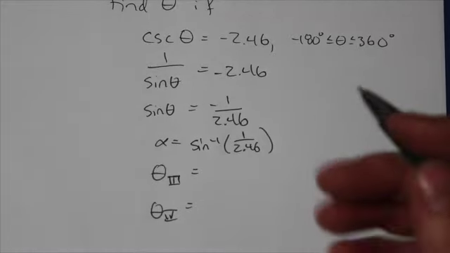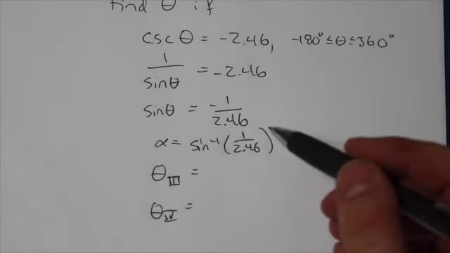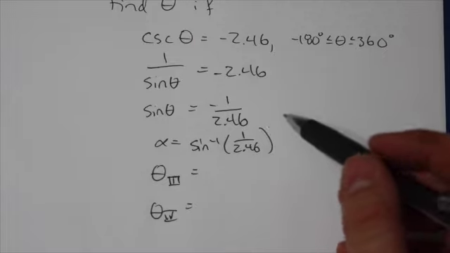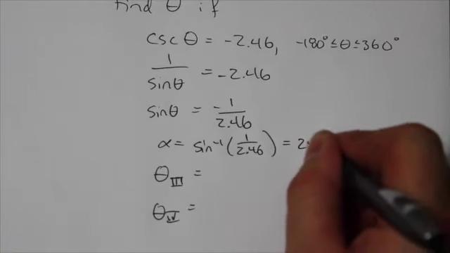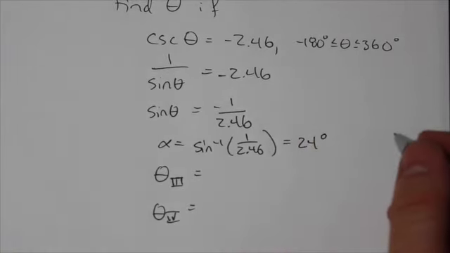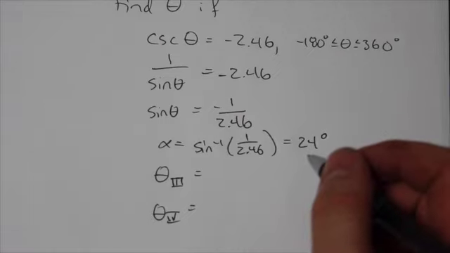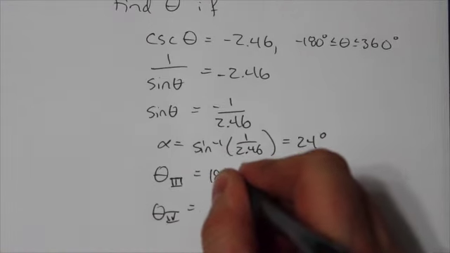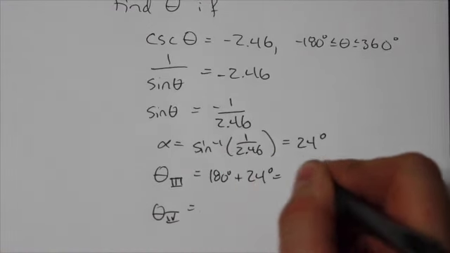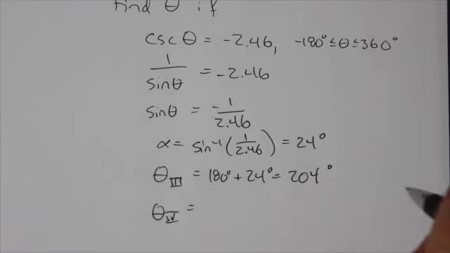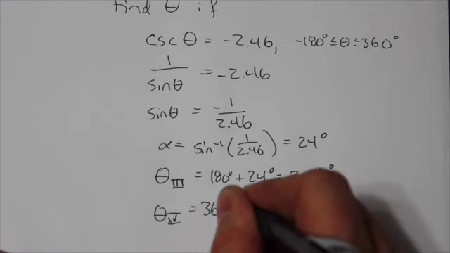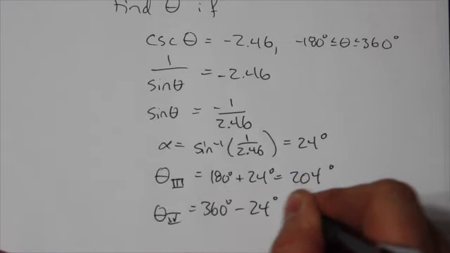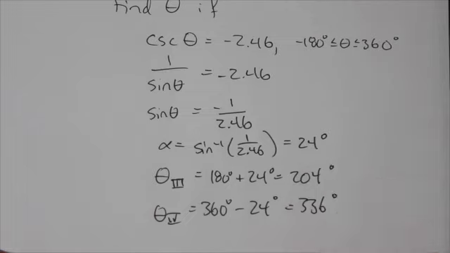Now what I want to do is figure out the value or the magnitude of the angle that I'm going to be putting in those quadrants, the reference angle. And I don't want the negative there. When I do this, I'm going to get, rounded to the nearest degree, 24 degrees. So now in the third quadrant, I'm going to take 180 degrees plus 24 degrees, and that is going to get me 204 degrees. And then in the fourth quadrant, I'm going to do 360 degrees minus 24 degrees is equal to 336 degrees.